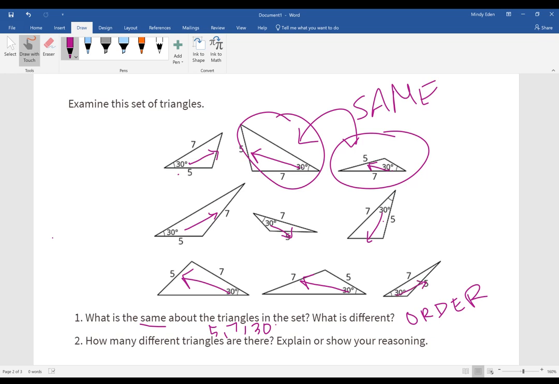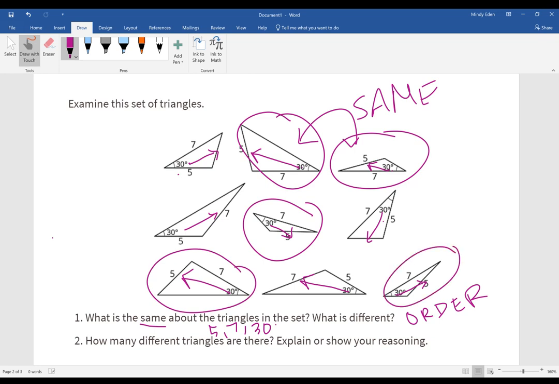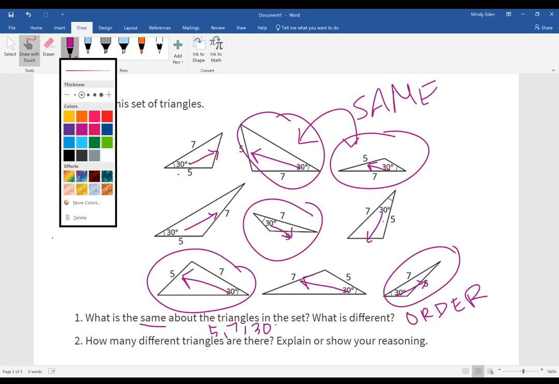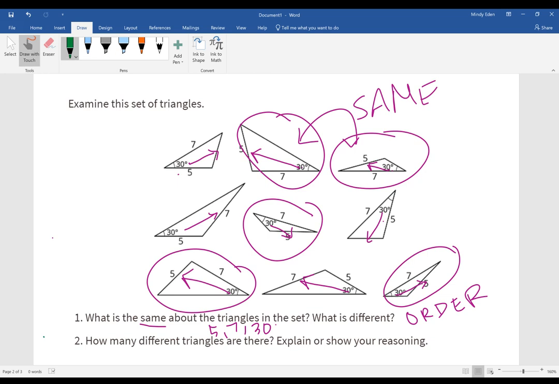So, across from the 30, across from the 30, across from the 30. All the ones in purple are one type of triangle, and those are all the same. Now I'm going to use a different color. Across from the 30, there's no label. That one has a 7, and that one has a 30. That one has nothing. So that's a second type.